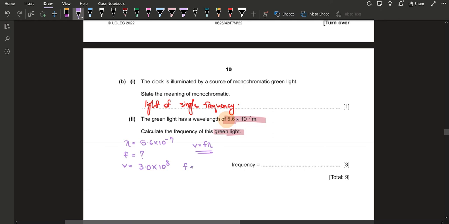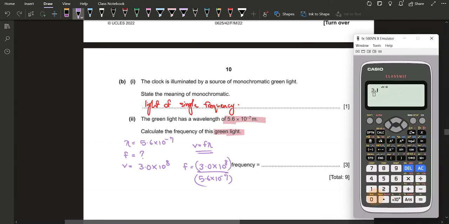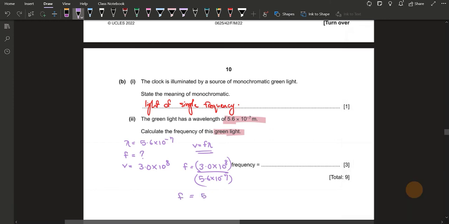So we get F equals V over lambda, which is 3.0 into 10 to the power 8 divided by lambda, which is 5.6 into 10 to the power minus 7. So it's going to be like this. And we can use our calculator to find the answer. 3.0 into 10 raised to the power 8 divided by 5.6 into 10 raised to the power minus 7. So we get our answer as 5.4 into 10 raised to the power 14. And we are done with question number 5.